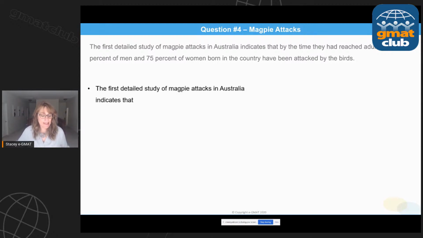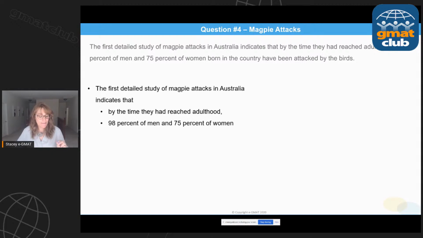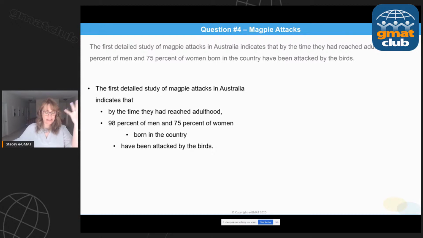So the first detailed study of magpie attacks in Australia indicates that, by the time they had reached adulthood, 98% of men and 75% of women born in the country, so born in Australia, have been attacked by the birds. So we have a story telling us what a study says about these magpie attacks, these awful little birds in Australia, which sounds awful because I'm scared of birds, and these birds are like these little flitty things at your face. They're terrible. Okay, so I understand the meaning pretty much.